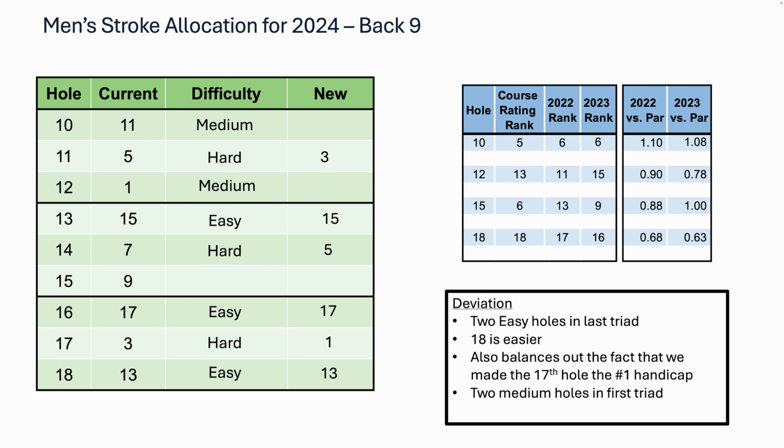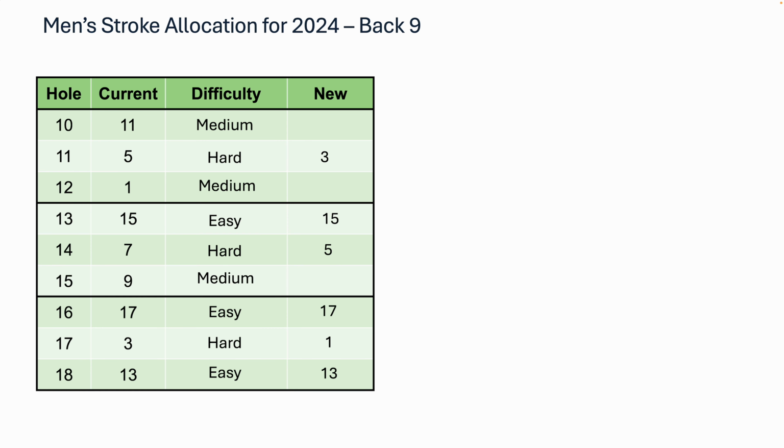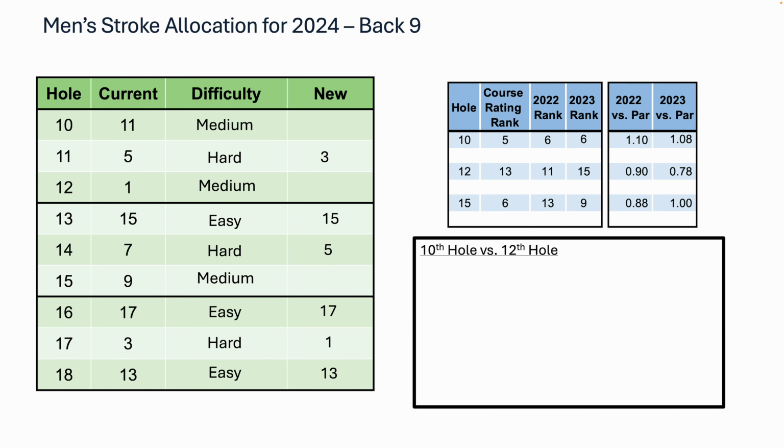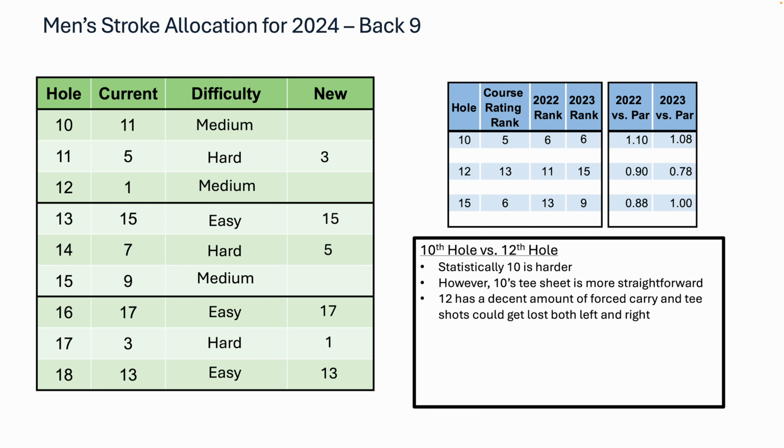And then what that meant is we had to put 2 mediums into another triad. We put that in the first triad. So that led us to another difficult discussion. How do you compare 10 and 12? According to the data, 10 is clearly a harder hole than 12. However, the tee shot on 10 is more straightforward.